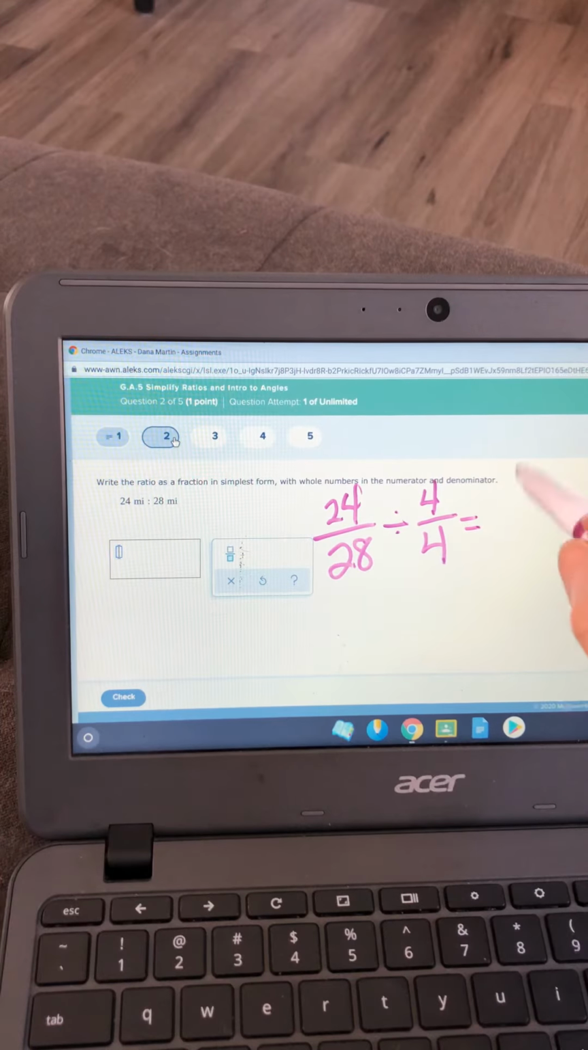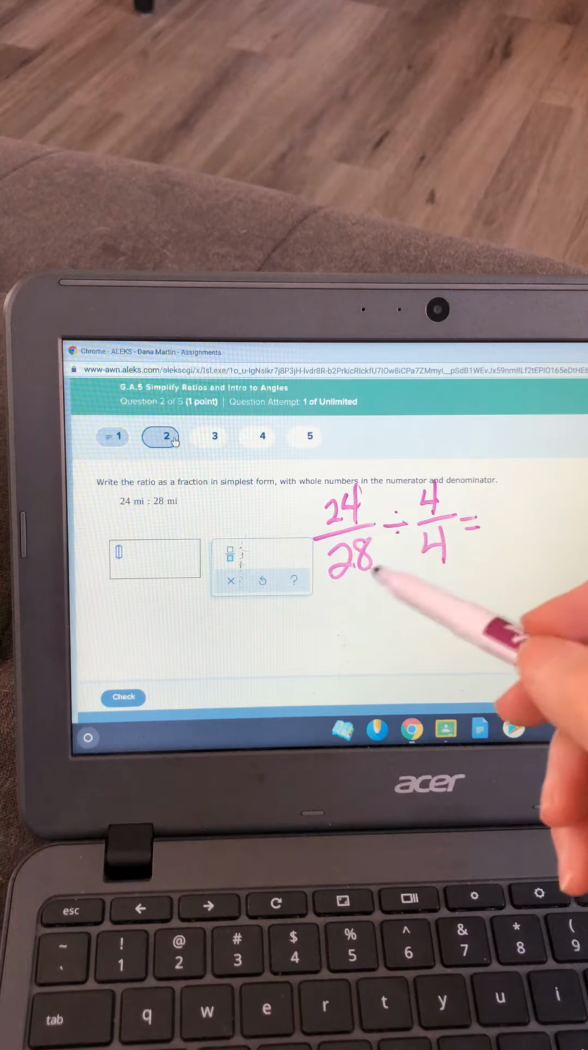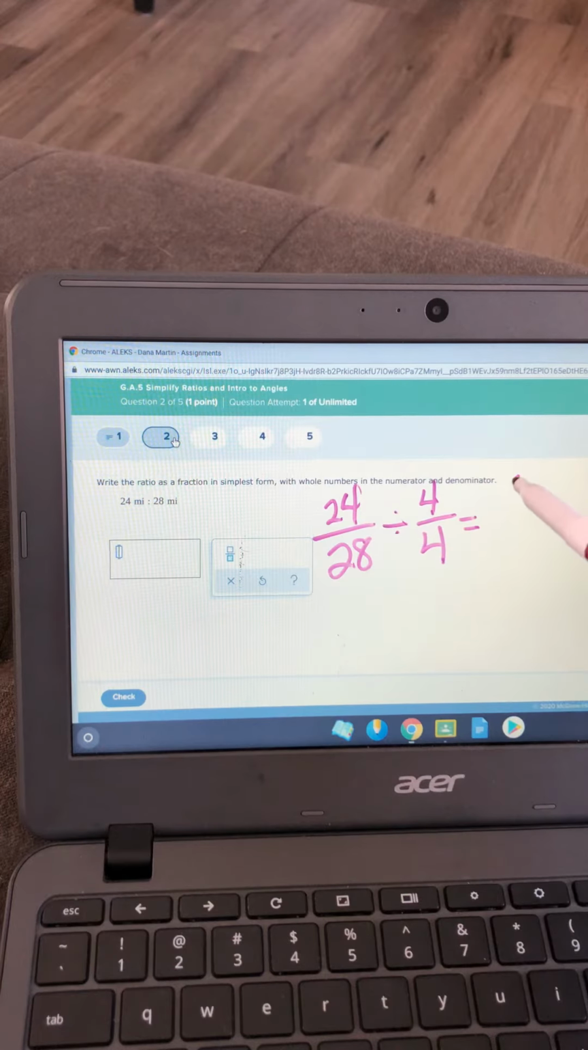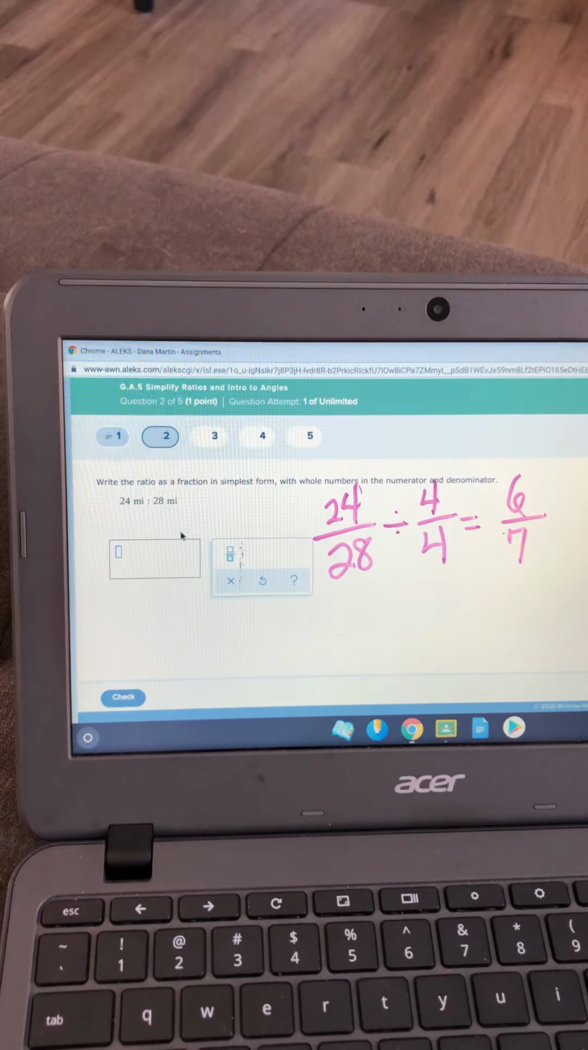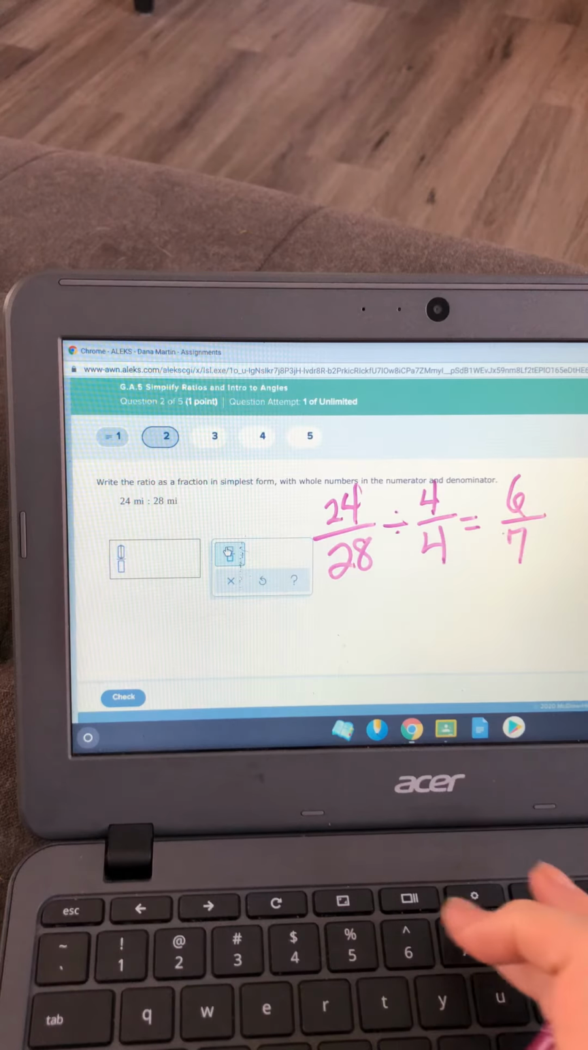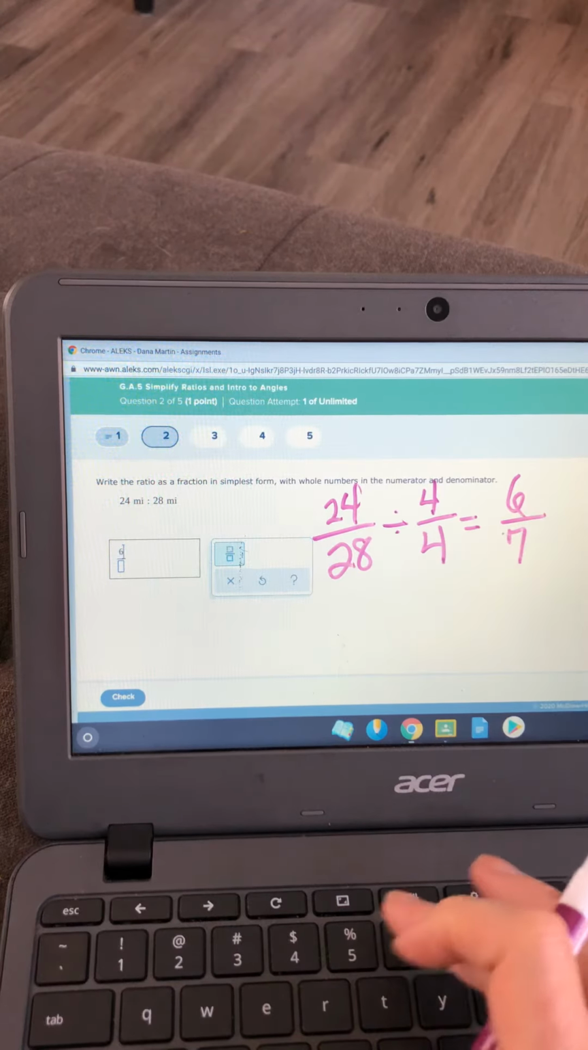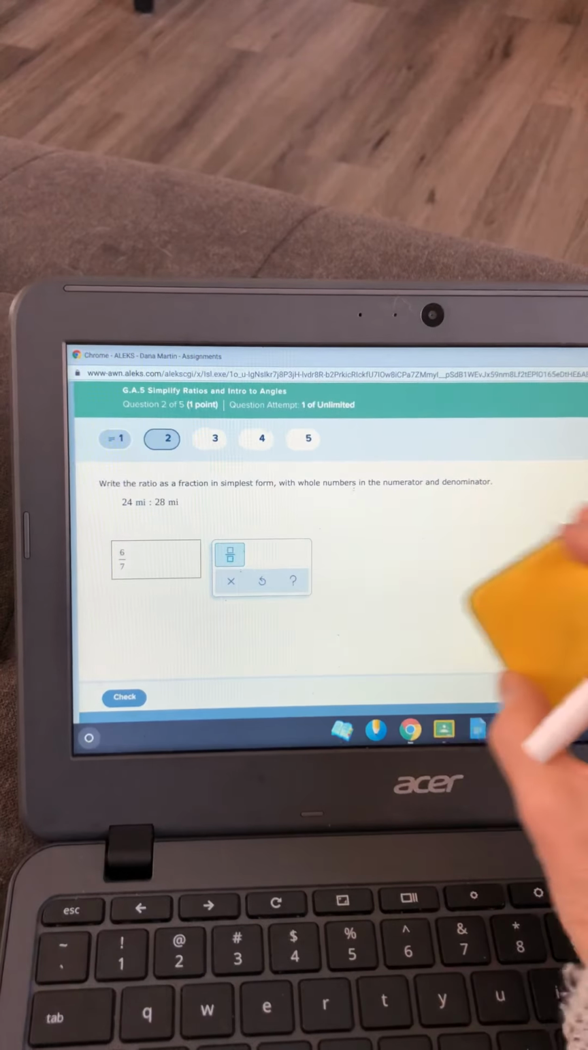If I still get an answer that I can divide something out of, then I just didn't pick the largest number, but we'll see. 24 divided by 4 is 6. 28 divided by 4 is 7. And you know what? That's as low as it'll go. So I picked a winner. I picked the largest factor that is in both. So 6/7. All right. Okay. The last three are the introduction to angles.